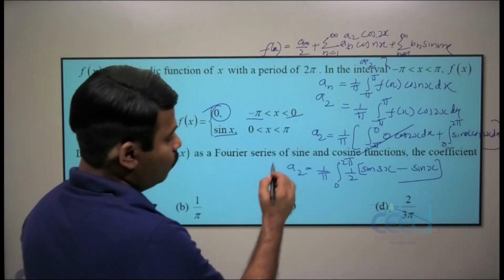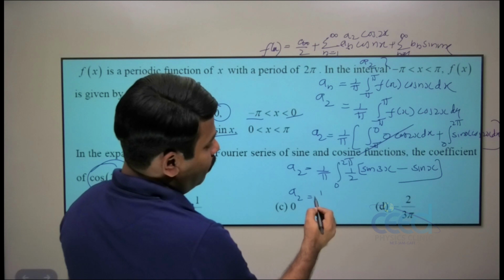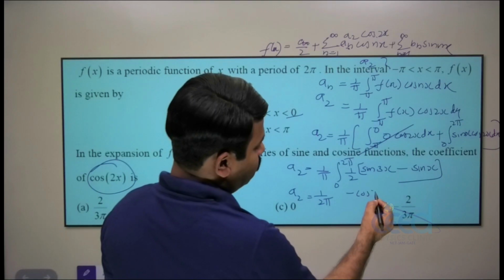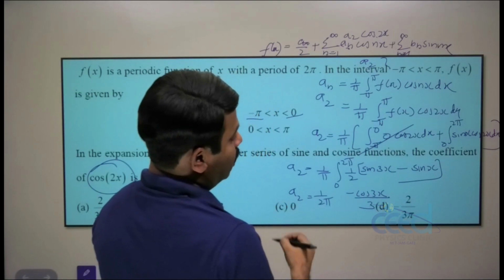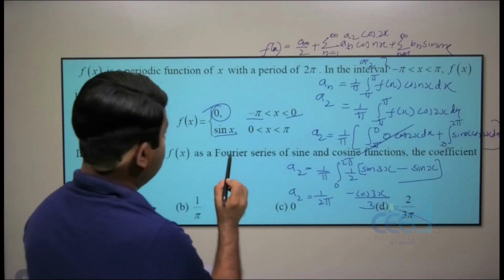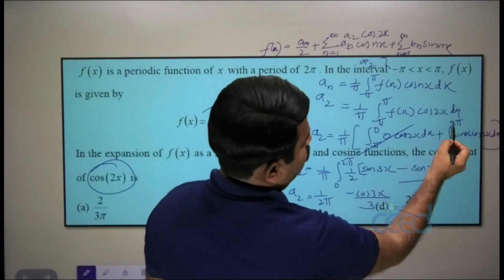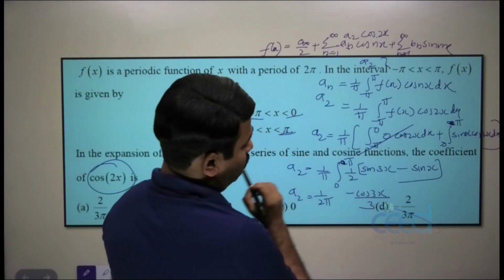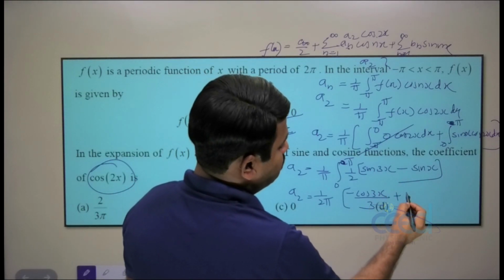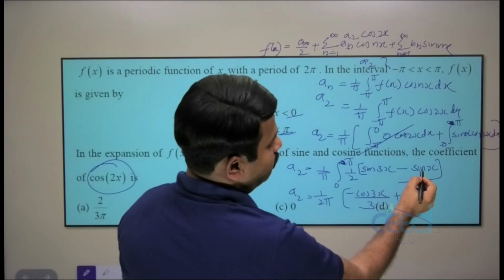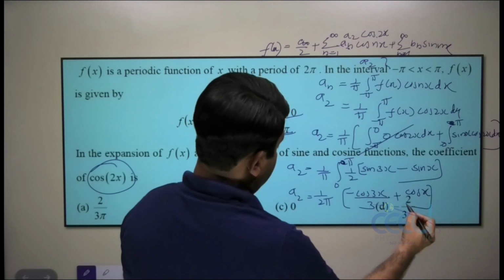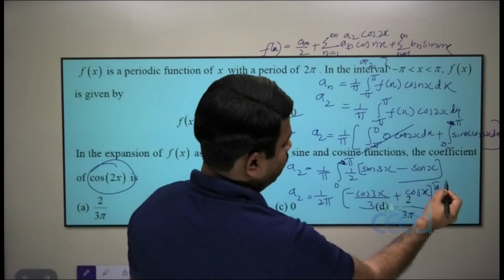Now a2 is equal to 1 by 2 pi into the integration: minus cos 3x by 3, and for minus sin x the integral is plus cos x. The interval is 0 to pi. I am sorry, the interval is 0 to pi, not 2 pi.